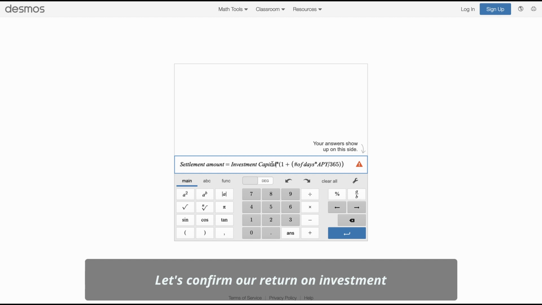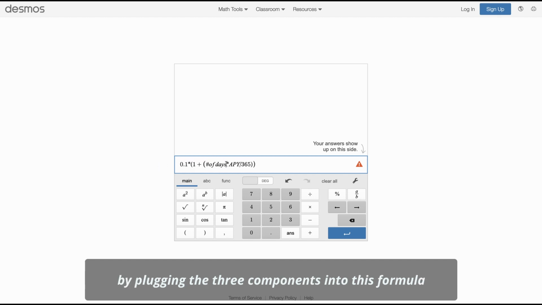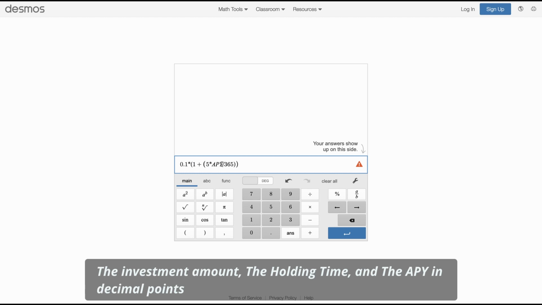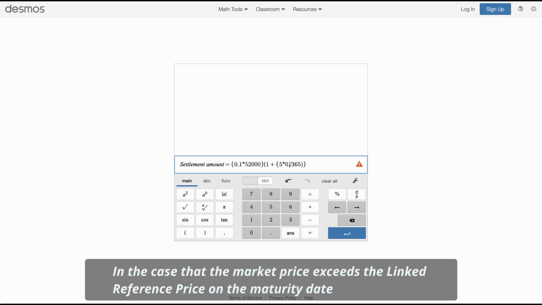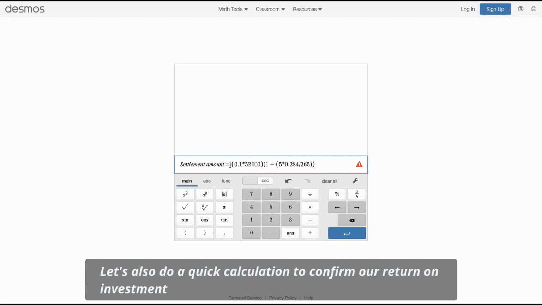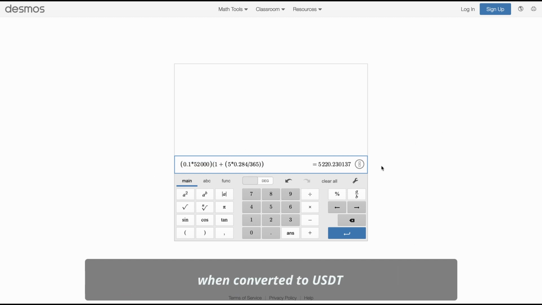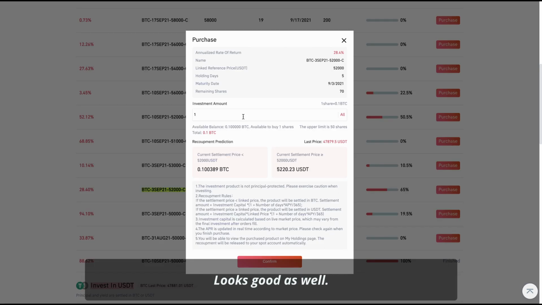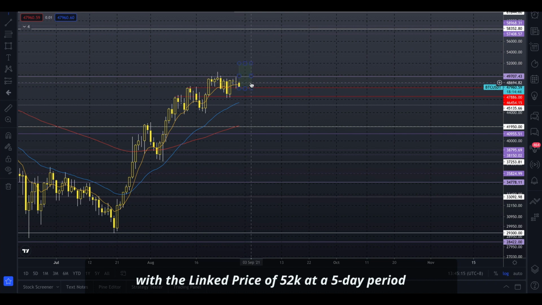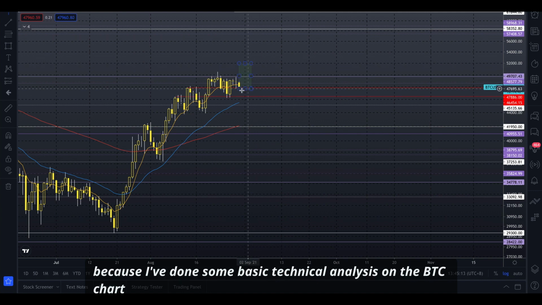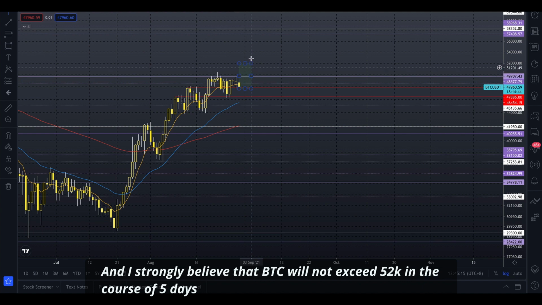Let's confirm our return on investment by plugging the three components into this formula: the investment amount, the holding time, and the APY in decimal points. So far, so good. In the case that the market price exceeds the linked reference price on the maturity date, let's also do a quick calculation to confirm our return on investment when converted to USDT. Looks good as well. Now, I intentionally chose invest in BTC with the link price of 52k at a 5-day period because I've done some basic technical analysis on the BTC chart, and I strongly believe that BTC will not exceed 52k in the course of 5 days.